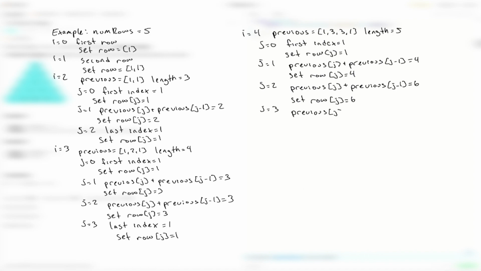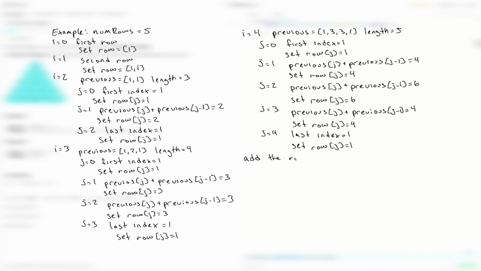We have previous j plus previous j minus 1. This will be 3 plus 1, which will equal 4. So we'll set row j equal to 4. And finally, j equal 4. This will be the last index, which is always equal to 1. So we'll set row j equal to 1. And now we've done all of our iterations.